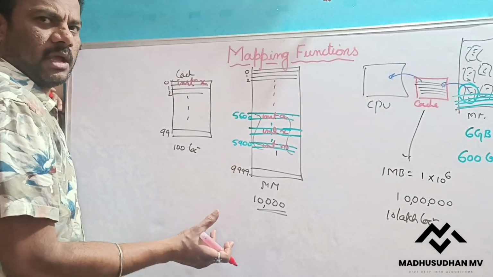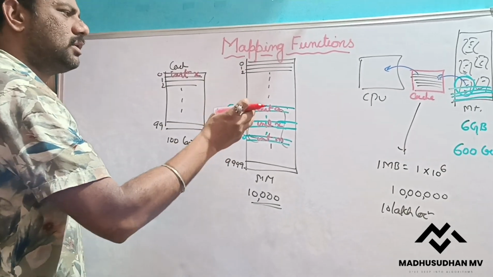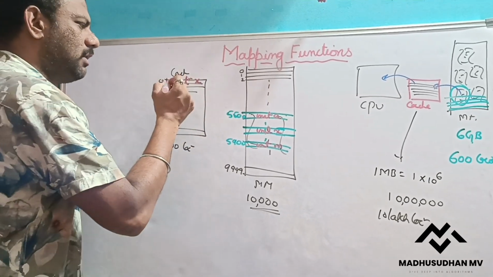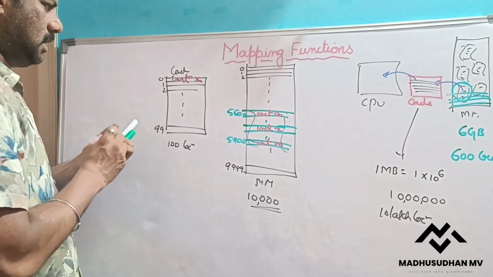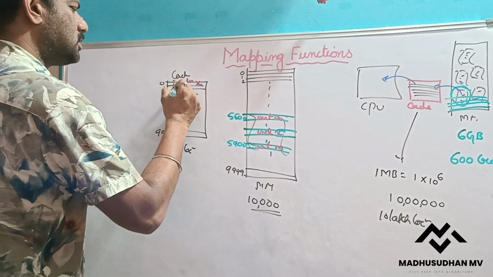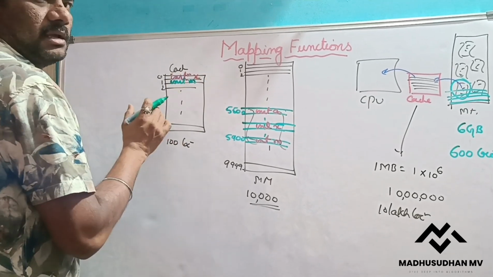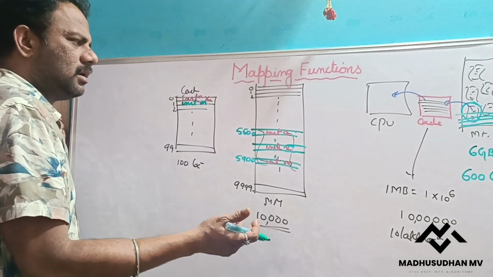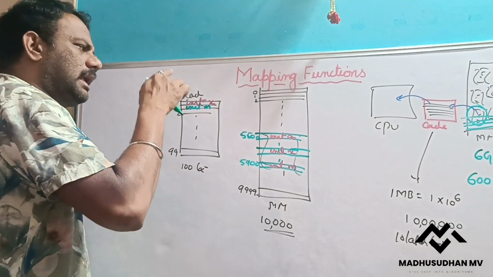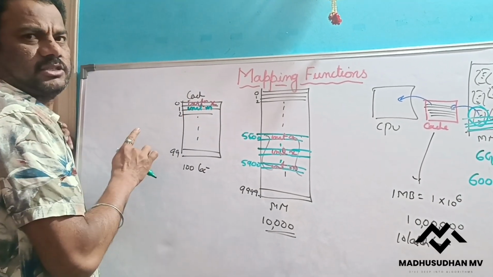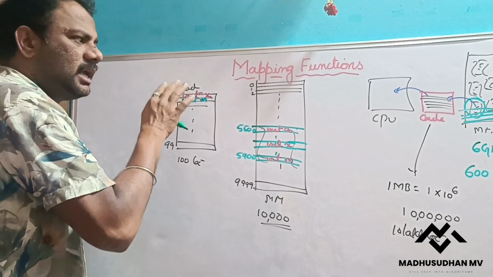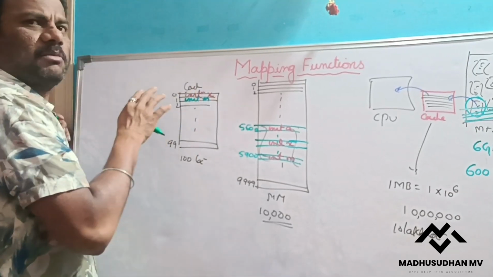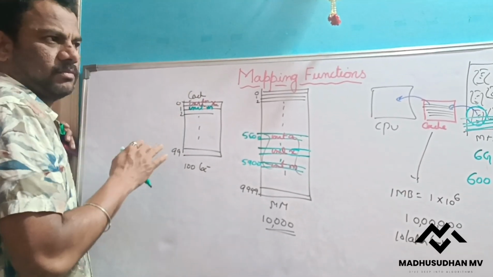And after some time, assume it wants to execute instruction M. So it will bring instruction M in the next location. Like that, it will bring that one. Now, assume after some time, again it wants to execute instruction X. It is there in the cache memory. But how will it come to know?